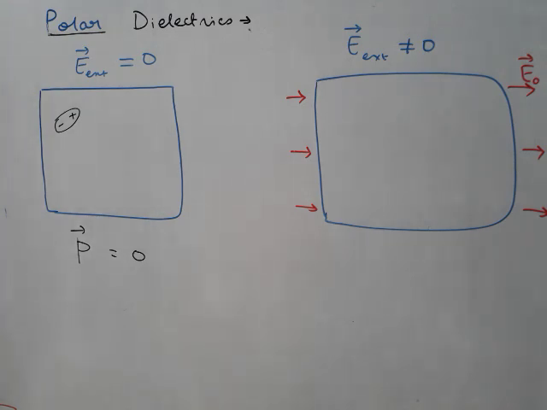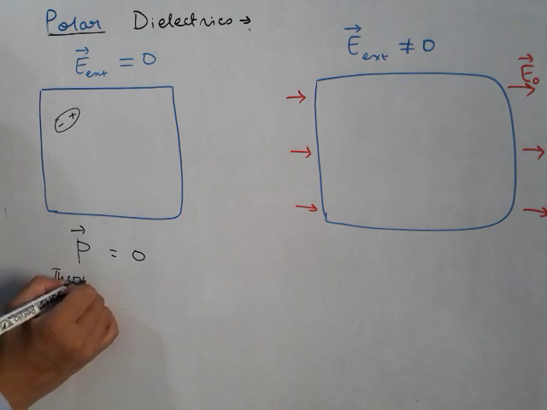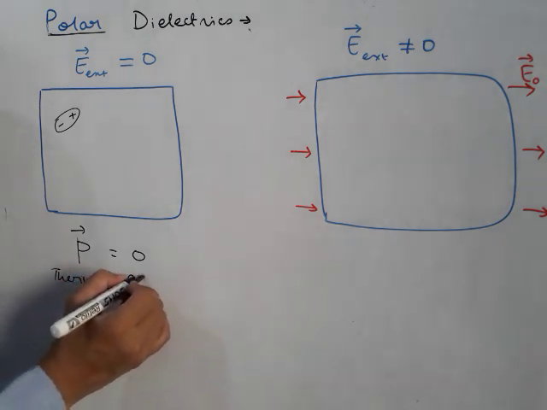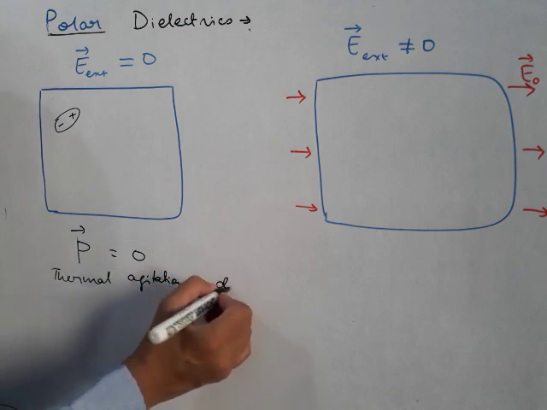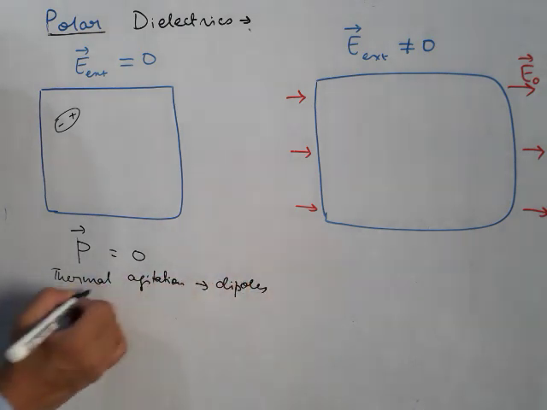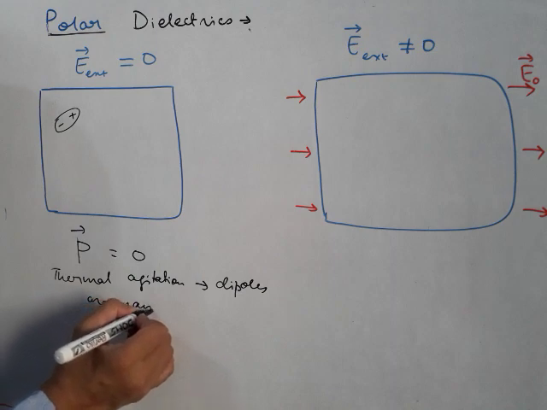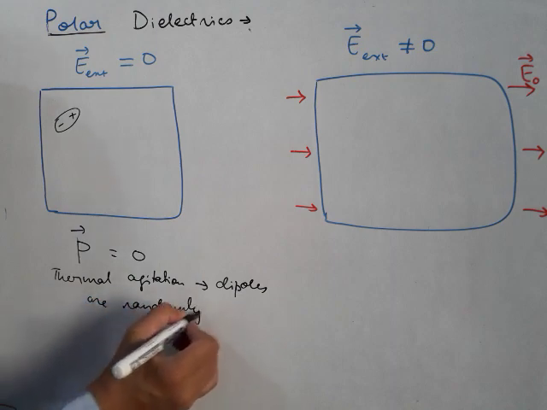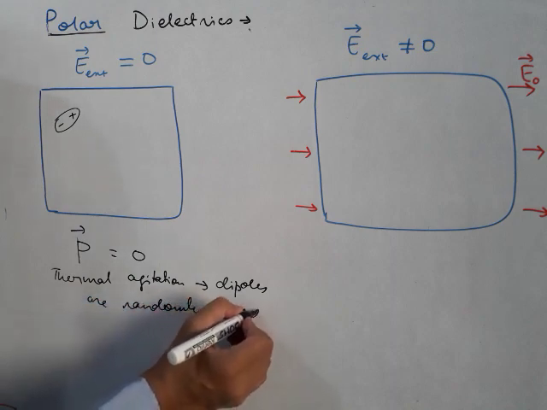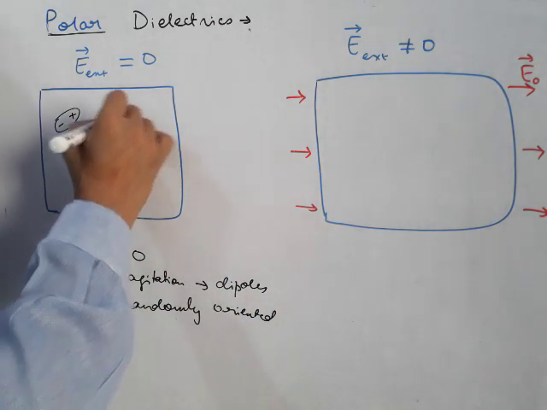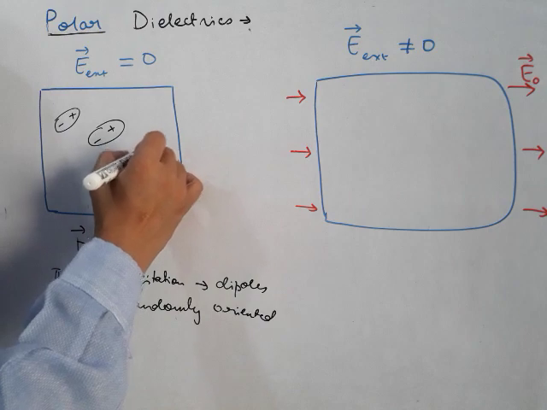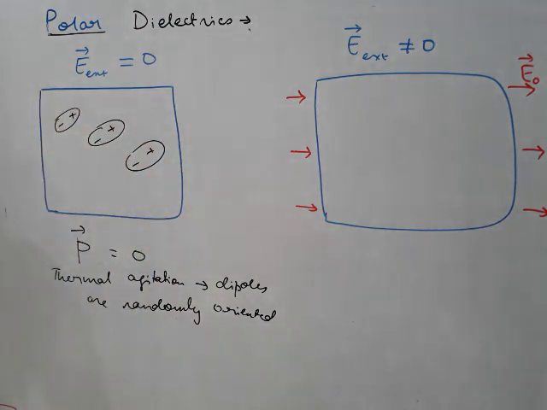Yes, it has. Due to thermal agitation, or you can write due to thermal energy, the individual dipoles are randomly oriented. Now what is the meaning of randomly oriented? I have drawn one molecule. Do you think all the molecules I should represent like this only, such that their dipole moments should point in the same direction? Of course no.